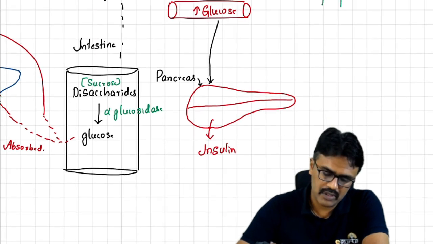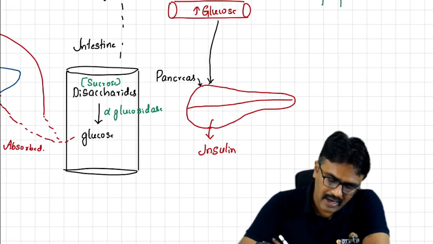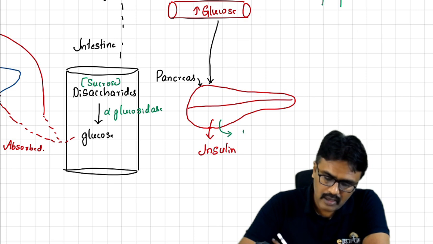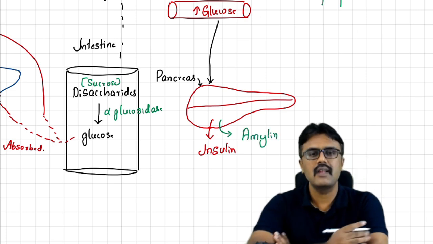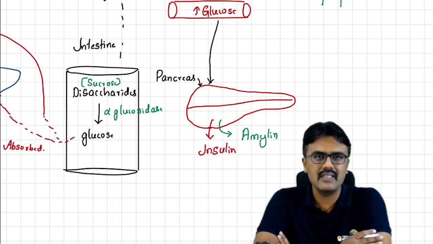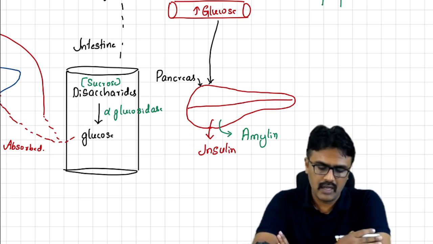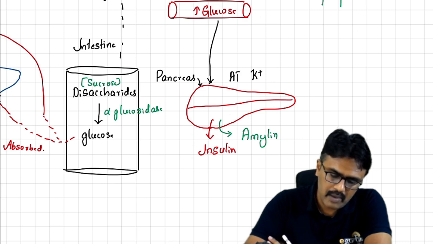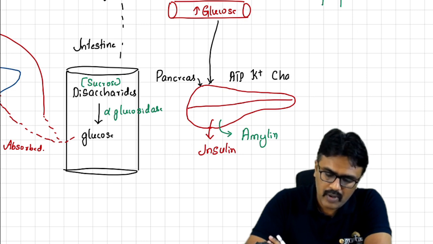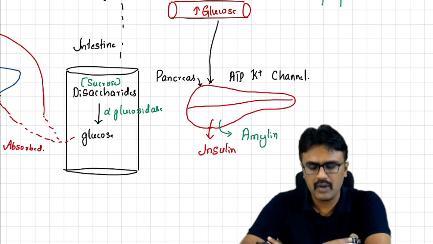Now another substance that is released along with insulin is a substance by the name amylin. So whenever insulin gets released, another molecule that gets released is amylin. Now this insulin release can also be affected by a channel called the ATP sensitive potassium channel. So these will also play a role in releasing insulin.